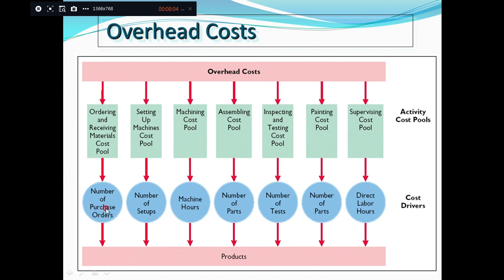Number of purchase orders will drive the cost in ordering and receiving materials. Number of setups will drive the cost for setting up the machines, machine hours will drive the cost for machining. Number of parts will drive the cost for assembling. Number of tests will drive the cost in inspection and testing. Number of parts will drive the cost in painting, and supervising will be related with direct labor hours. So this will result in the final production cost. That's why the activity will drive the cost.